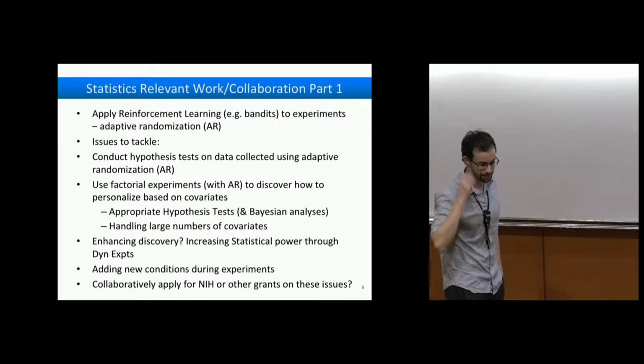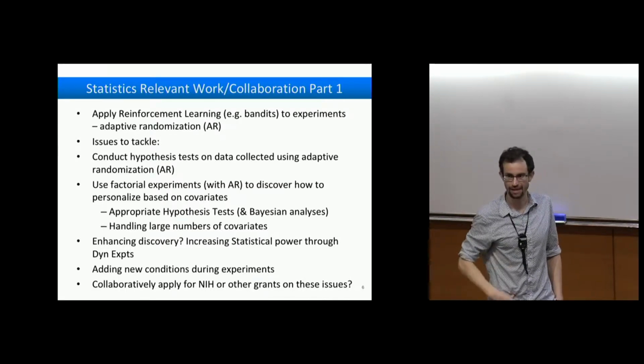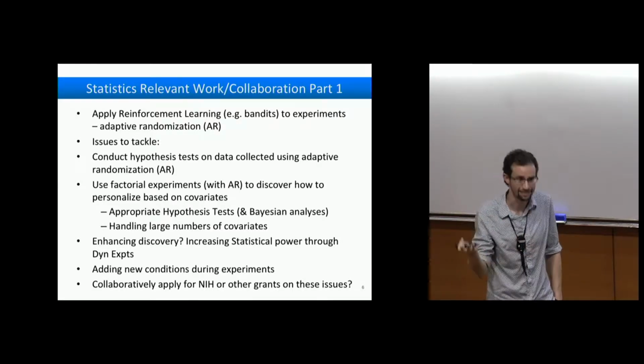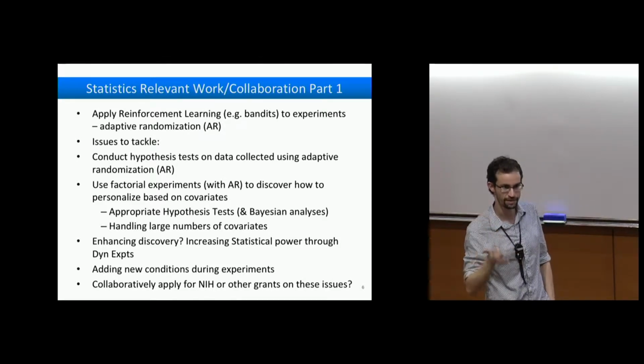And when I show these things to behavioral scientists, they instantly are worried. You're testing too many hypotheses. If you do adaptive randomization, can we even analyze the data? And for good reasons sometimes. But this is what we have to sort out to get these methods to be widespread.